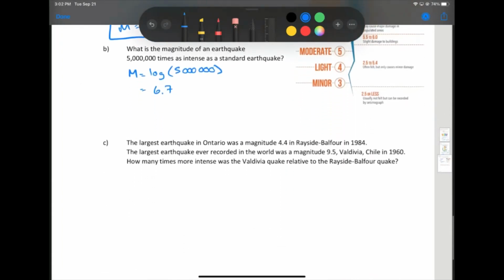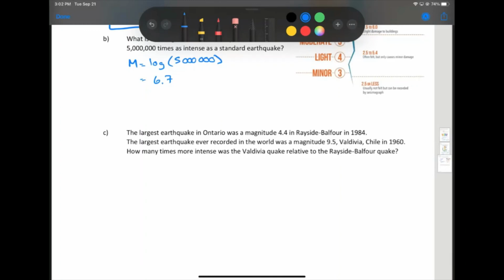Part C. The largest earthquake in Ontario was a magnitude 4.4 in Rayside-Balfour in 1984. And by the way, everything in this question is true. The largest earthquake ever recorded in the world was a magnitude 9.5 in Valdivia, Chile. I hope I'm pronouncing that correctly. In 1960. How many times more intense was the Valdivia quake relative to the Rayside-Balfour quake?